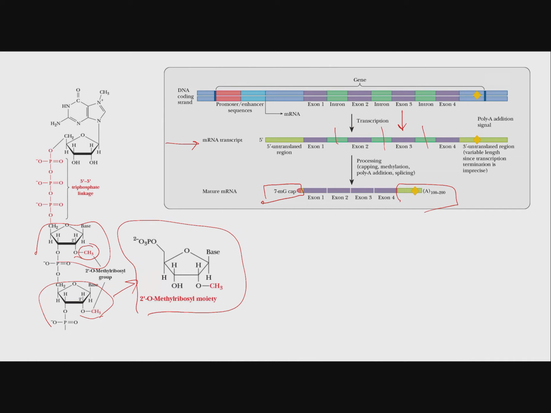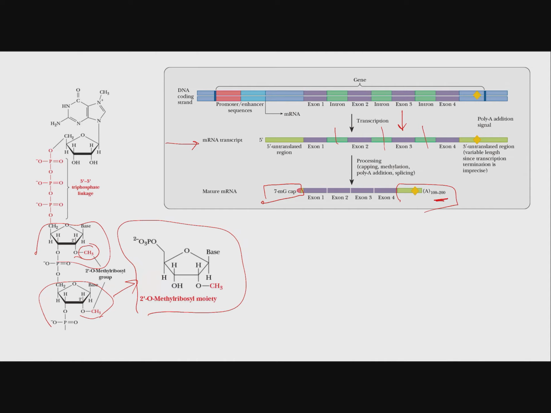Of course, even on these, the 2' hydroxyl of the sugar is also usually methylated. The polyadenylate tail is usually 100 to 200 nucleotides long. It's added to the 3' end before the mRNA leaves the nucleus, and it protects the mRNA from nucleases and phosphatases.